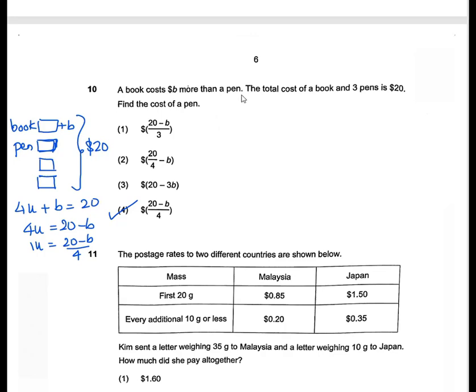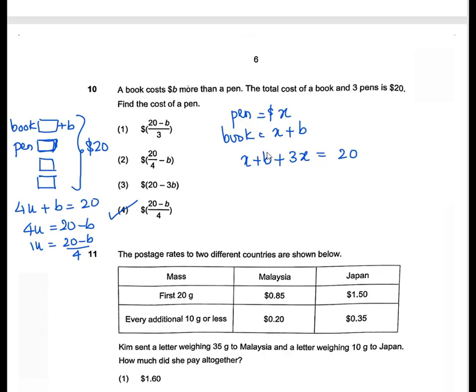Let me show you how this can be done with algebra as well. The cost of a pen, let's say cost of a pen is X dollars. Now cost of a book is going to be X plus B because it is B dollars more than a pen. Now you're getting the total cost of a book, which is X plus B plus 3 pens. So 1 pen is X, 3 pens is 3 times X, 3X. That is equal to $20.